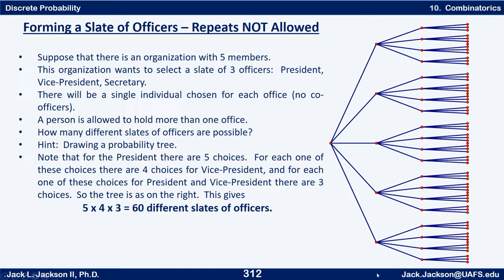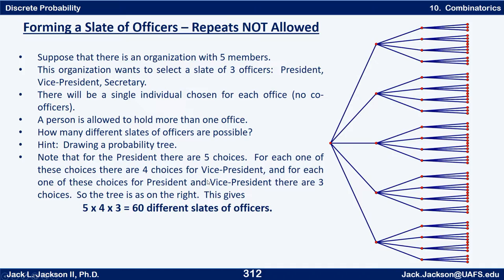So 5 choices for president. For every one of those, there are 4 choices for vice president. And for every one of those, there are 3 choices for secretary. And so we end up multiplying these together, 5 times 4 times 3, which is 60 different slates of officers.